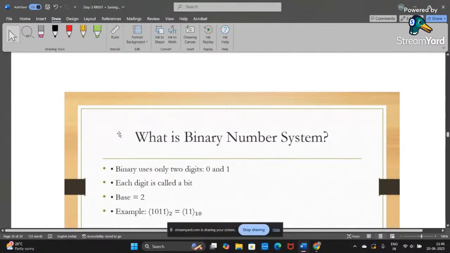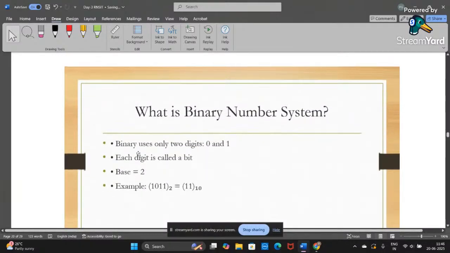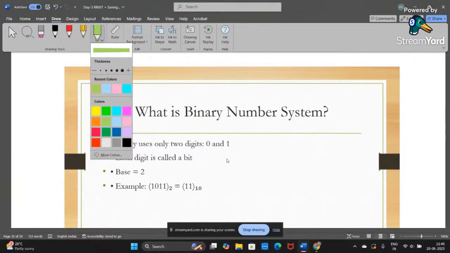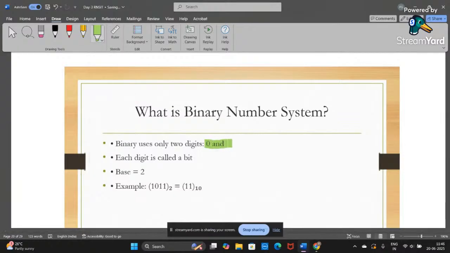Okay, what is binary number system? Binary uses only 2 digits that are 0 and 1. Each digit is called a bit. Remember that each digit is called a bit. For binary, the base number is 2. And we all have seen converting binary to decimal. How to convert binary to decimal? Do you remember that?